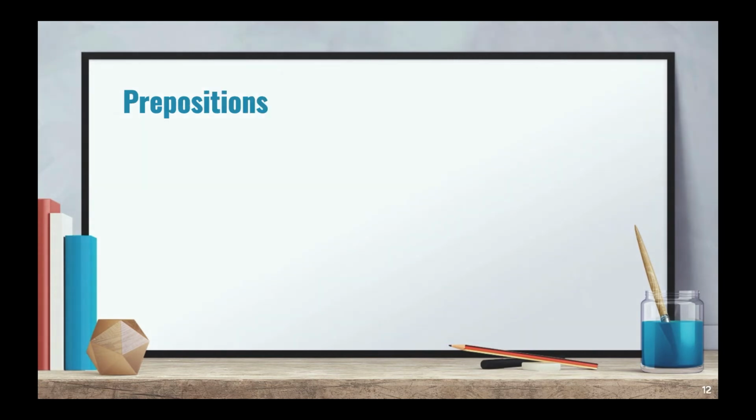Prepositions. Prepositions are, to put it simply, words that are placed before nouns or pronouns to connect them to other parts of speech in a sentence. Some examples are up, over, against, by, and for.